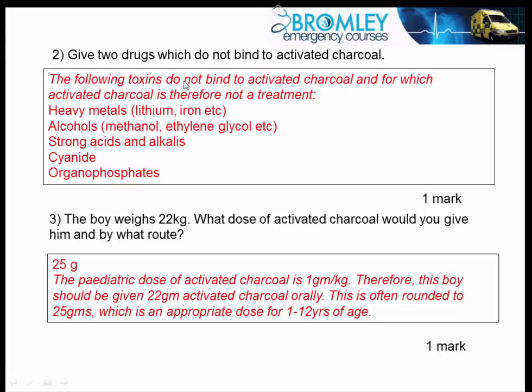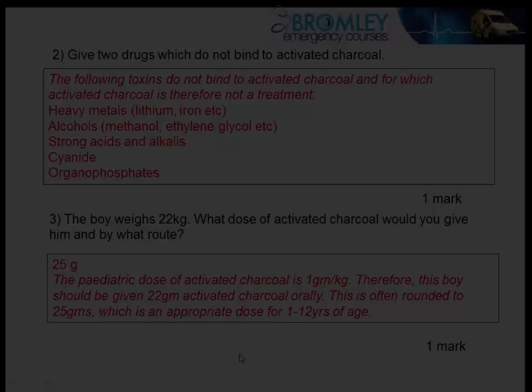Just to say that in the text here, we've put some text in italics and some text isn't. What is meant here is the text in italics is just our explanatory notes. It's not what you would write in the actual exam. It's only the text that's in the normal font that you would actually write down.